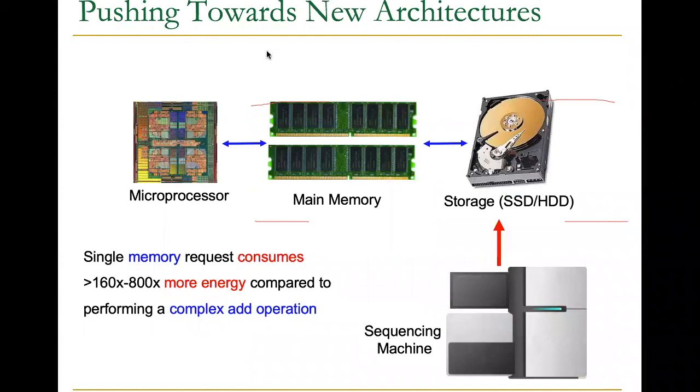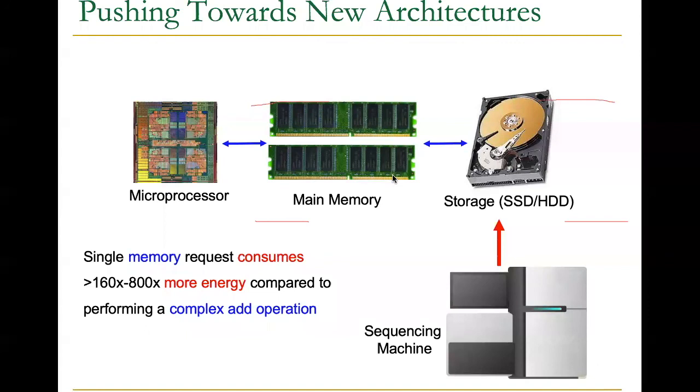So in a traditional computer, we have three separated modules or units that compose the computer. So we have the processor or the CPU and then the main memory and then the storage. However, the sequencing machine is a totally separate unit, such that you need to move the data from the sequencer to the storage all the way to main memory, then different levels of caches all the way to the CPU. And it's very interesting to know that a single memory request consumes up to 800x more energy compared to performing a complex add operation. So just moving the data from memory to CPU, you are consuming much more energy than the computation itself. So how about moving the data from here to there, all the way to the CPU and then backward. So all this back and forth data movement is very expensive.